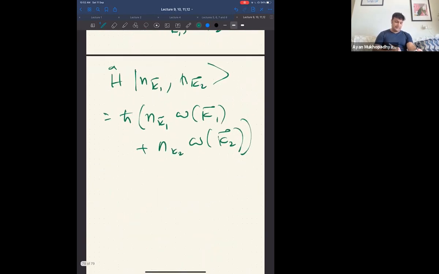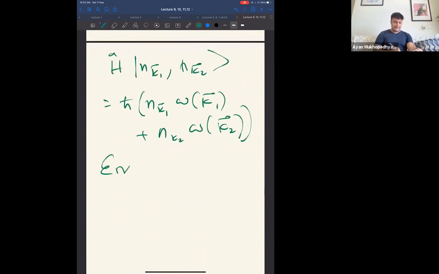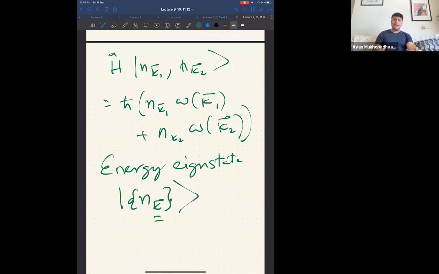So in general, the energy eigenstates are simply labeled by a set, because for each k mode, I have to specify what n is, right?